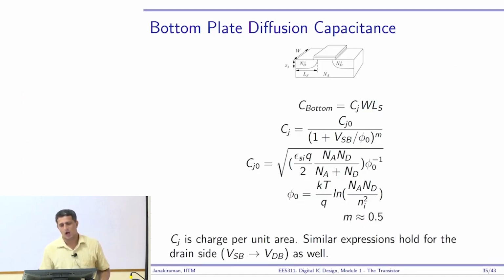Just the final thing, how does this Cj scale with the applied potential? Okay, so if I apply VSB, then this basically becomes Cj into 1 by 1 plus VSB by phi naught, where phi naught is as given here, power m, and m is typically 0.5. This again is an empirical fit, and you don't need to remember this equation. Just remember that if I reverse bias with a higher voltage, the capacitance drops.